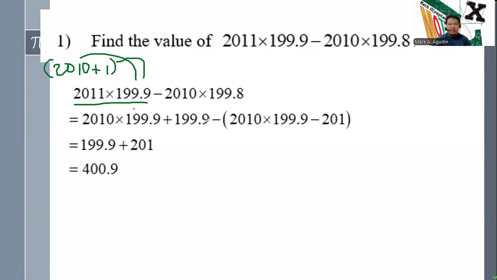Then after that, we also express the 199.8 in such a way that it becomes a difference. We can express your 199.8 in such a way that... yes, Nathaniel? Any question? Sir, this isn't the question in number one for me.